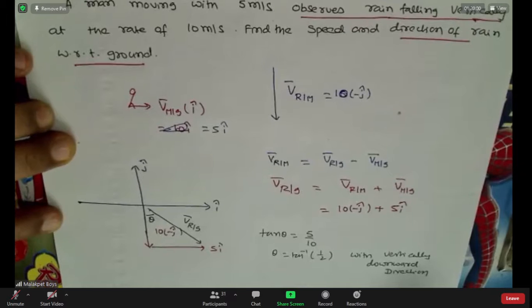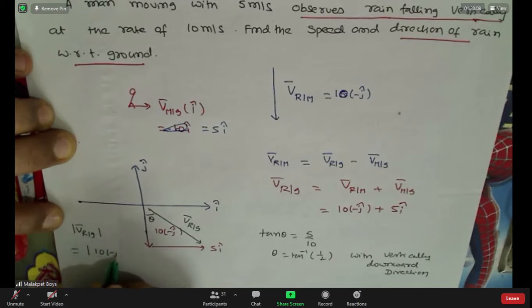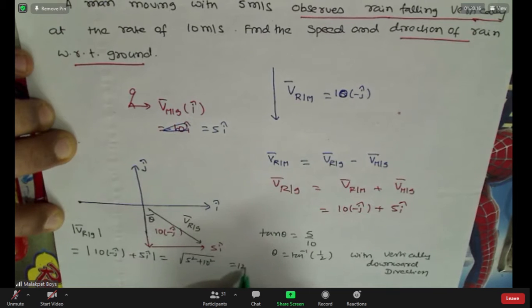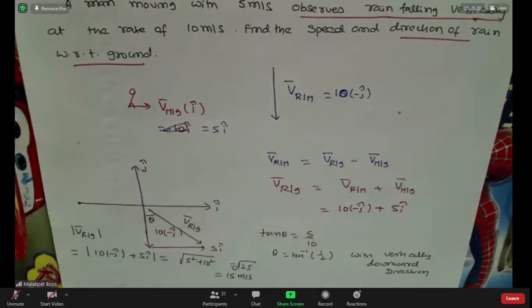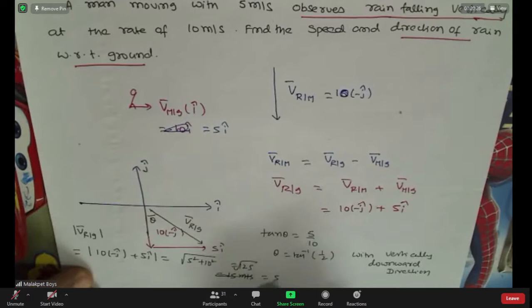Understood this? Now suppose he asks the magnitude of this. It is nothing but the mod of this, which is square root of 5 squared plus 10 squared, 125. I think it is 15 meter per second. How, sir? 225 that is. Root 125 is 5 root 5, sir. 5 root 5. Okay.